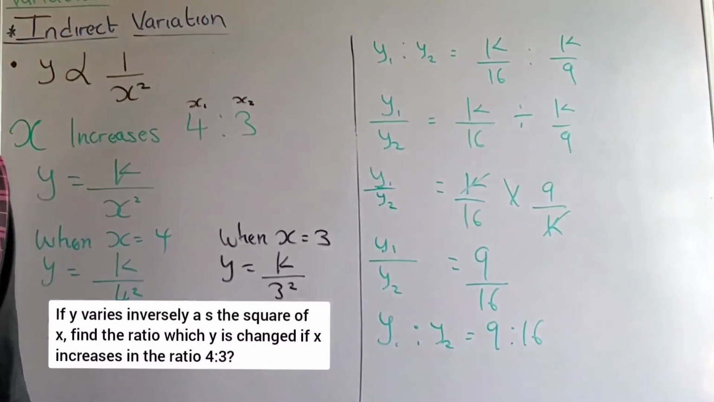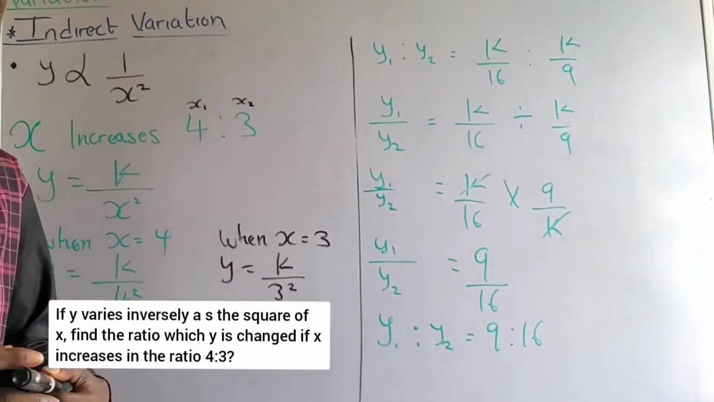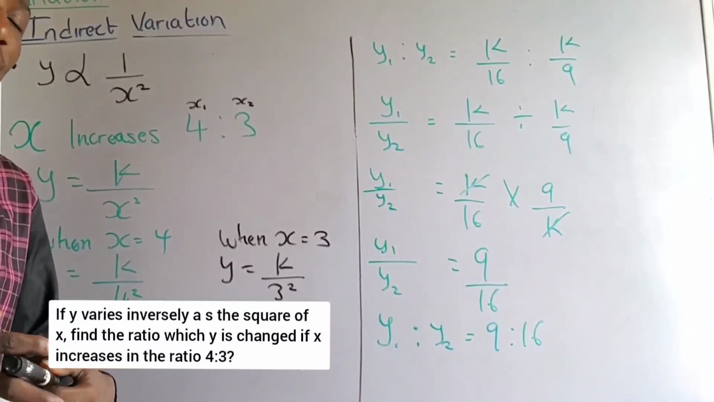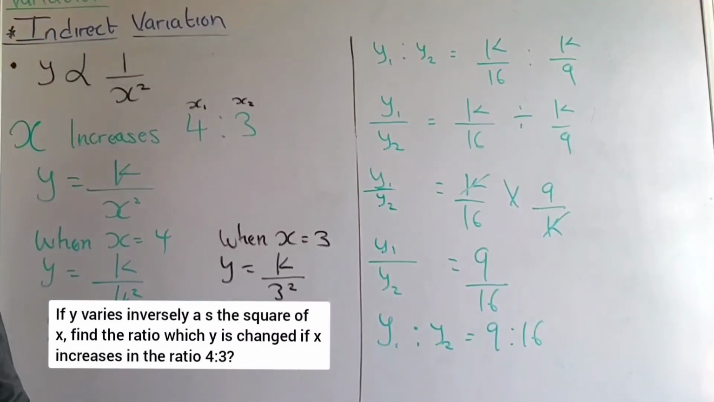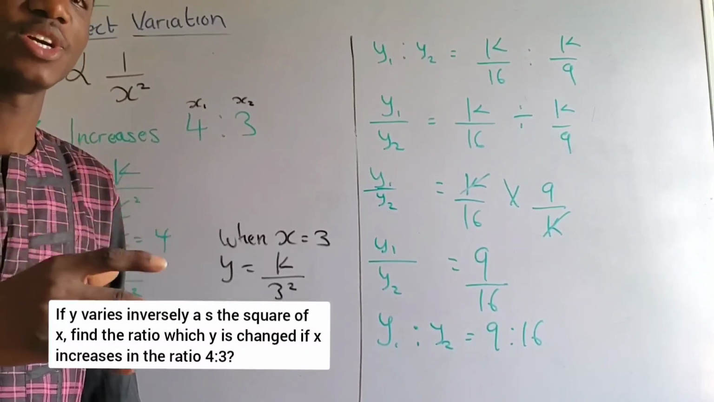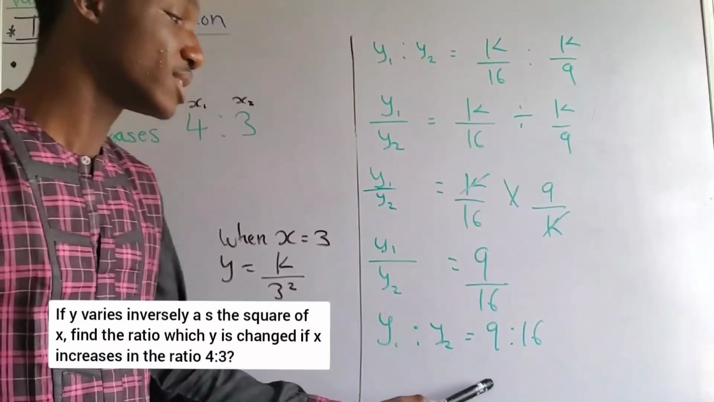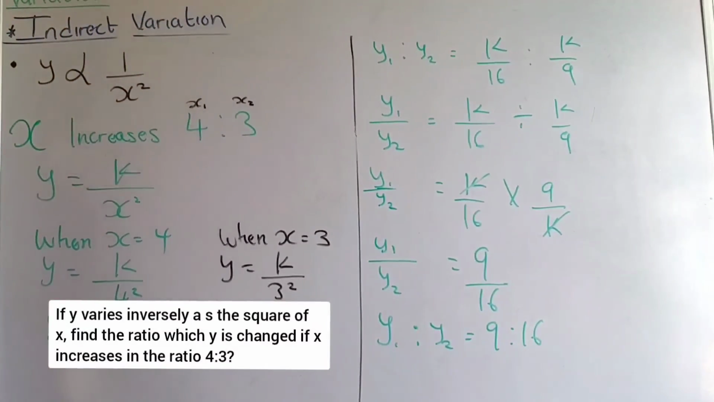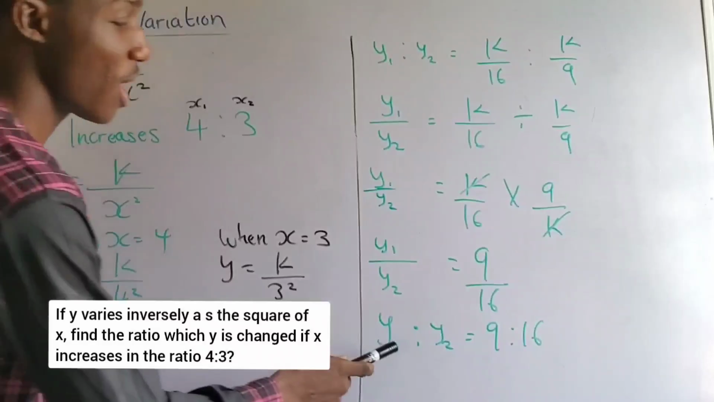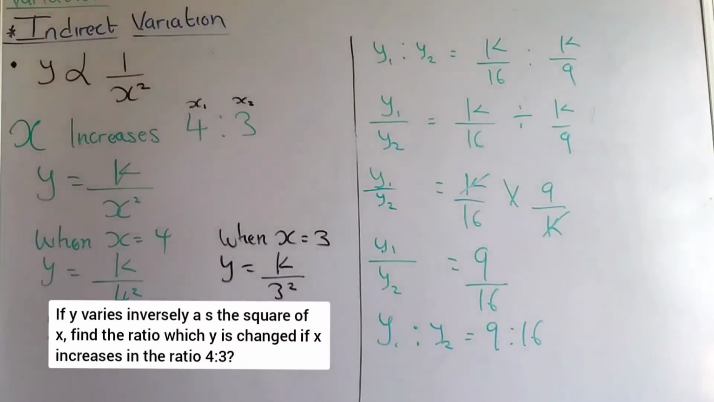Do you understand? And let me give you the validity of this answer. I told you in the beginning of this class that in inverse variation or indirect variation, as one quantity increases, the other decreases. You can see, so y decreases as x increases. You understand? x increases in this ratio and y decreases in this ratio. Do you understand? Okay, so if you have any question regarding what we've learned in this class, let me know.